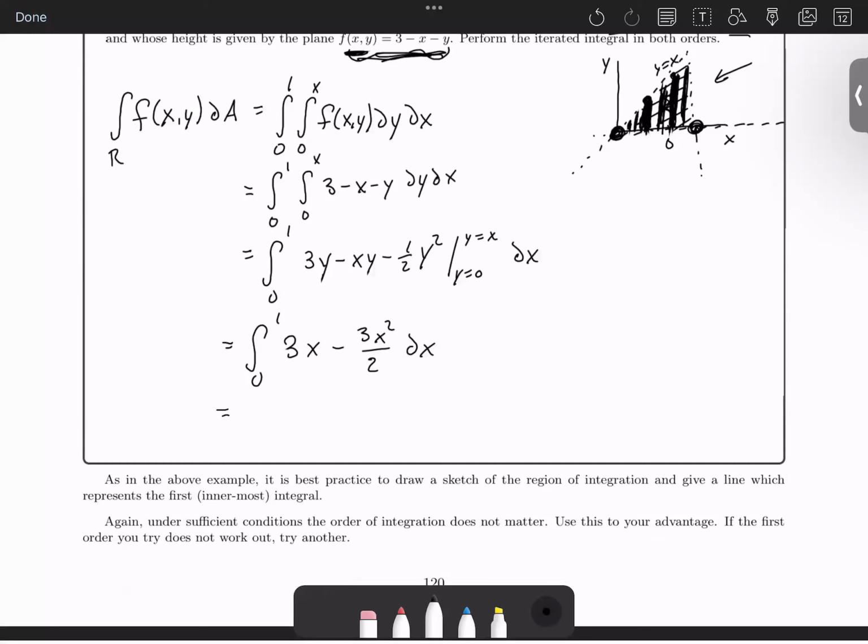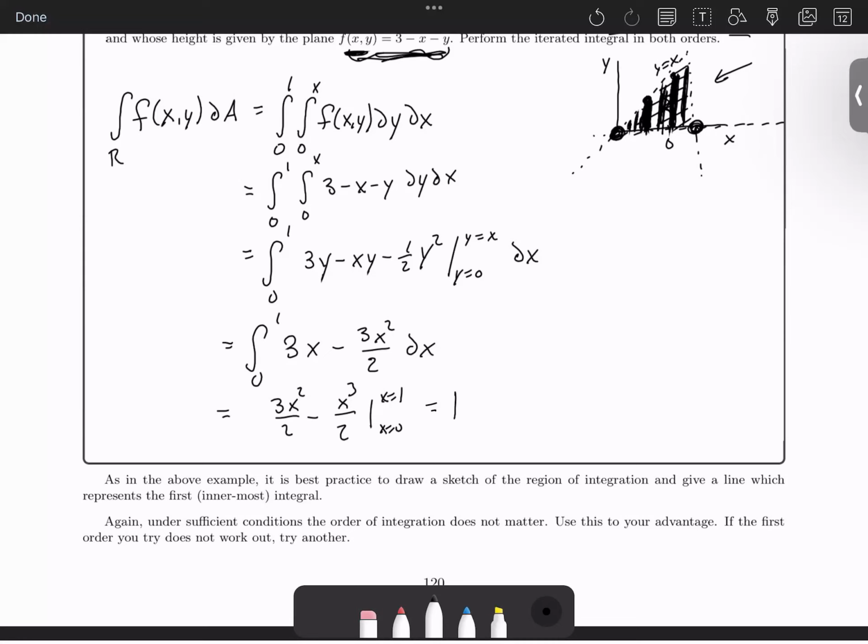So when we integrate this with respect to x, we're going to get 3x squared over 2 minus x cubed over 2, evaluated between 0 and 1, which I guess to keep with this pattern, I'll say that x is equal to 0 and x is equal to 1. All right, so when we do this, we end up with a volume of just 1.